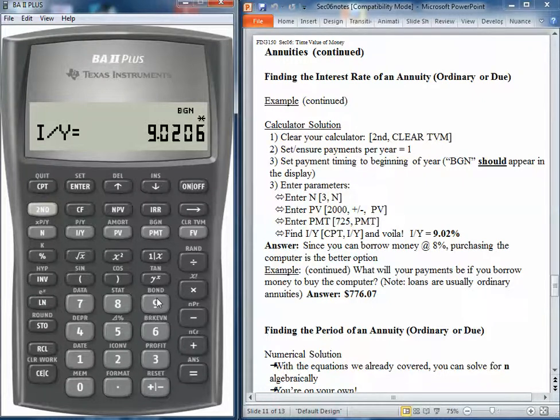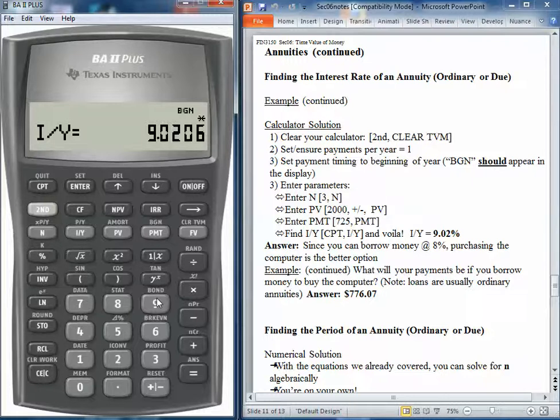So the interest rate is equivalent to a 9.02% return. We compare that to the 8% that we would be charged if we were buying this on debt, and we find that it would be more advantageous for us to borrow and buy rather than lease, because the implied rate on the lease is higher than the rate of the debt.